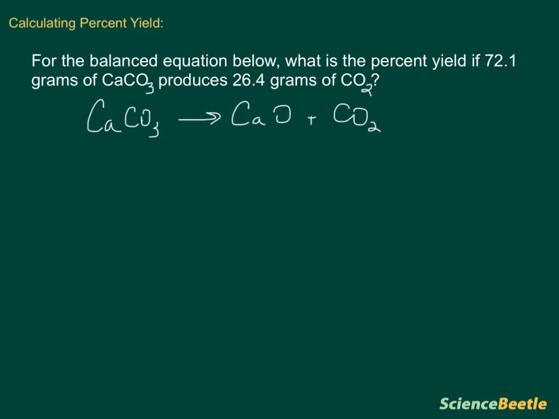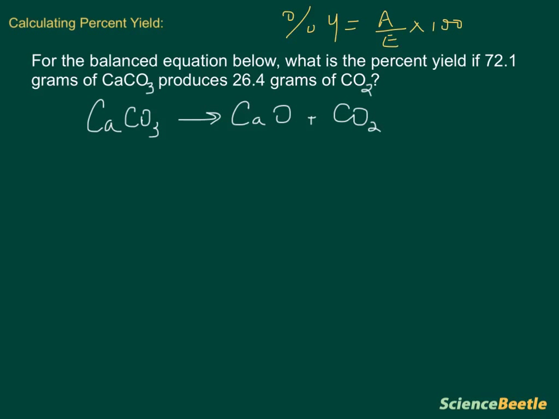I'm going to go ahead and write it up top here. So the percent yield, I'm just going to write that as percent Y, is equal to the actual divided by the expected times 100. That's the equation we're going to use, and we're going to use it with all this information.